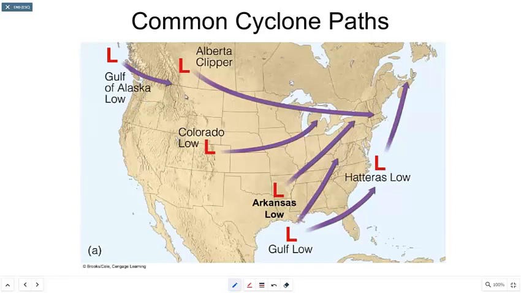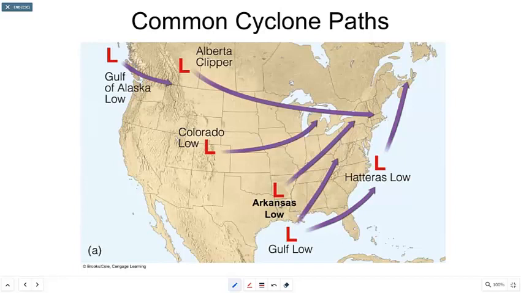The two systems that we pay attention to here in the northern and central plains are the Alberta Clipper and the Colorado Low. Both of these will start their initiation on the leeward side of the Rocky Mountains, and then they can pick up in speed and work their way through our part of the world. I will cover both of these in greater detail in a little bit.